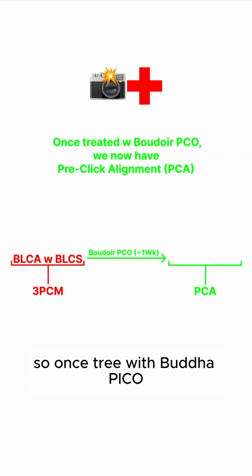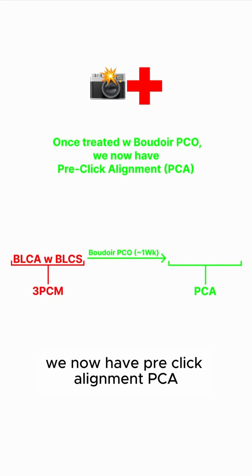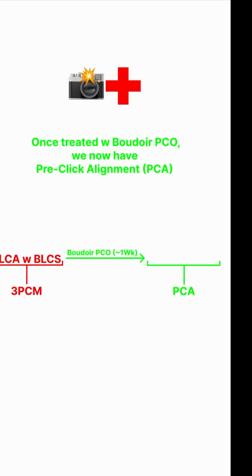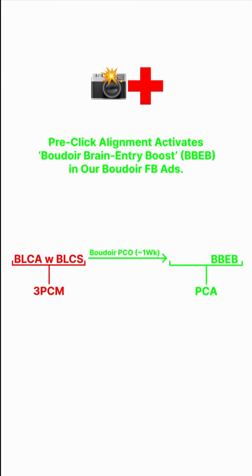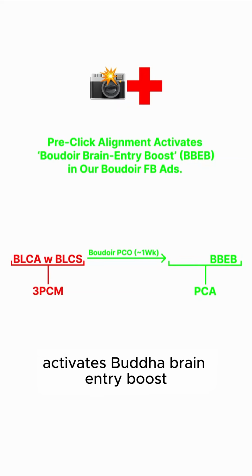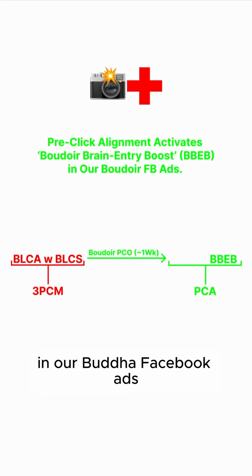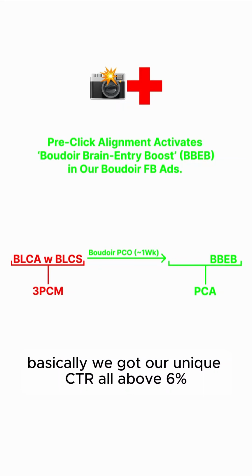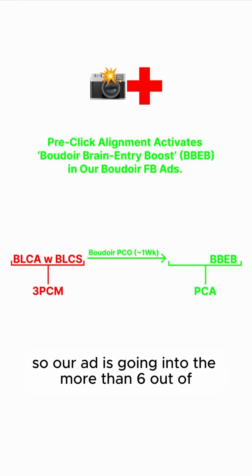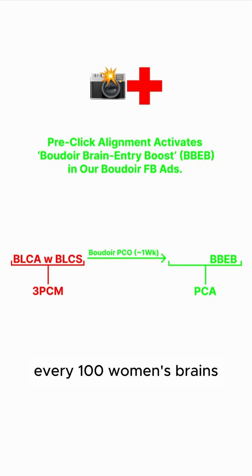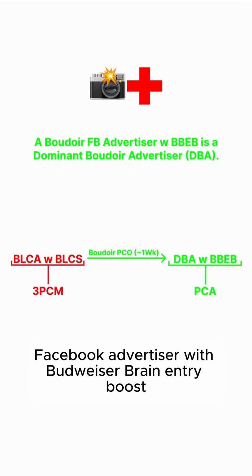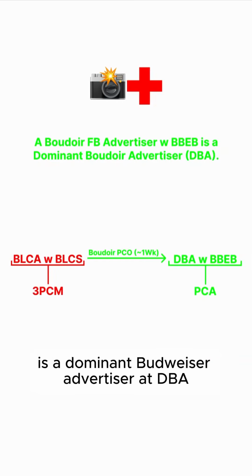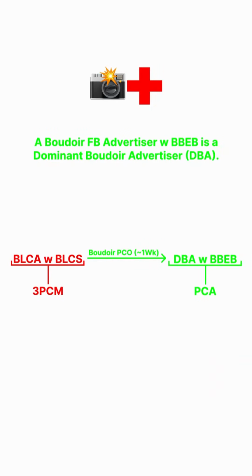Once treated with Boudoir Pico, we now have pre-click alignment, PCA. So we get rid of the 3 pre-click mistakes, we achieve PCA. And pre-click alignment activates Boudoir brain entry boost in our Boudoir Facebook ads. Basically, we've got our unique CTR all above 6%, so our ad is going into the brains of more than 6 out of every 100 women. And a Boudoir Facebook advertiser with Boudoir brain entry boost is a dominant Boudoir advertiser, a DBA.